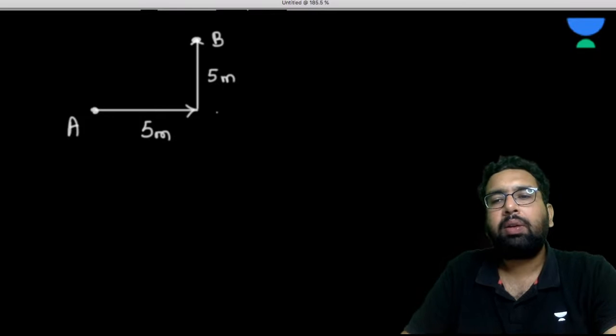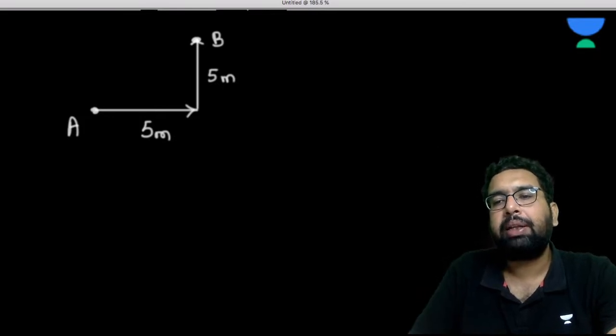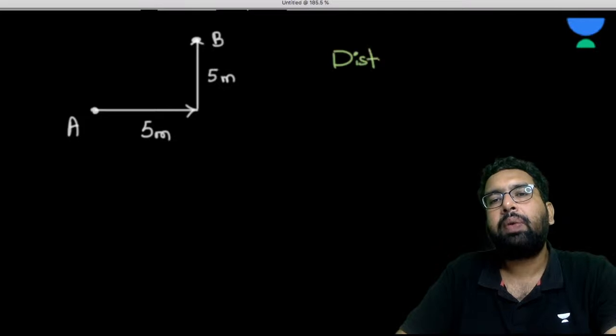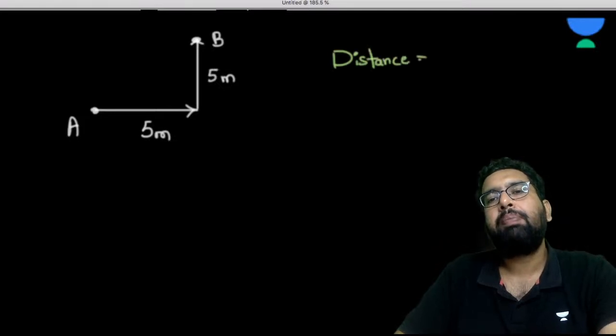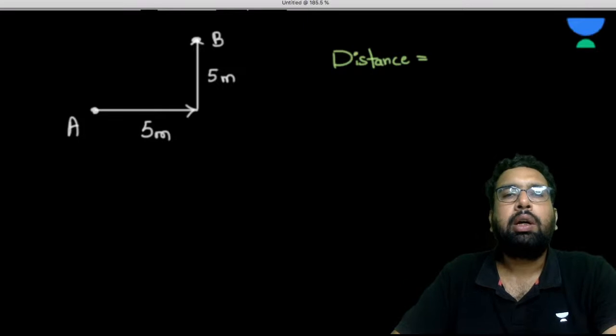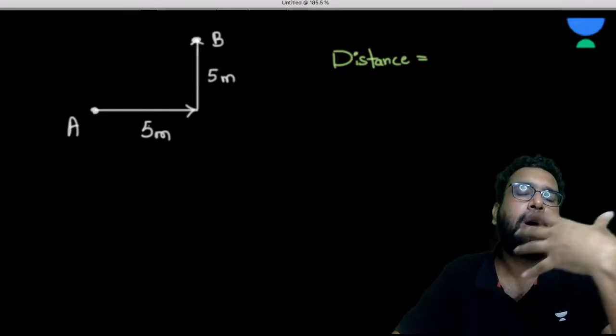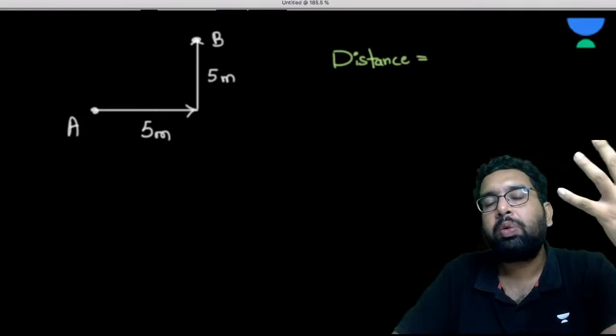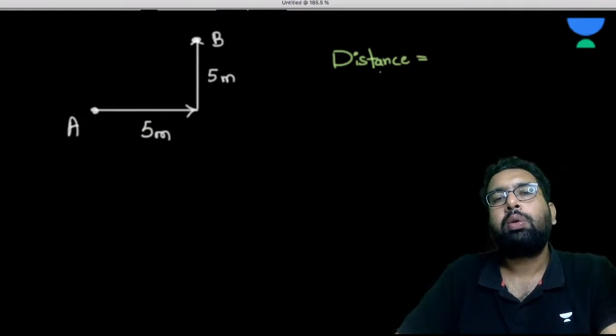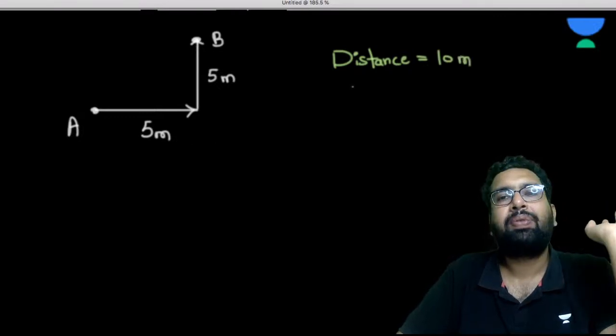So what is the distance there? Simply, distance doesn't require any direction. It only requires to be explained by the magnitude, that is, how much path you have followed, how much you have gone. So this is 5 meter and 5 meter, basically 10 meter.